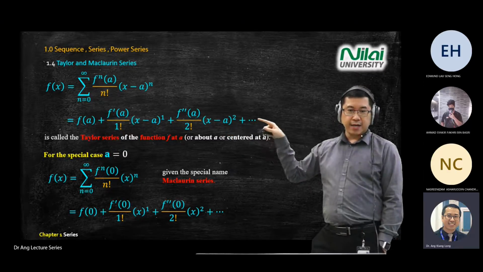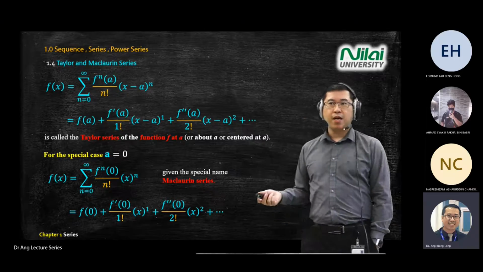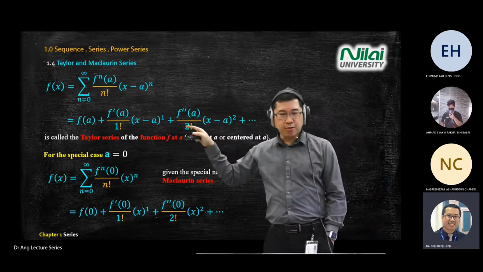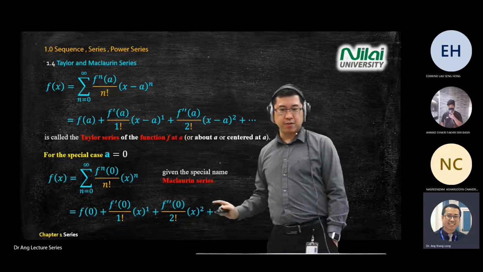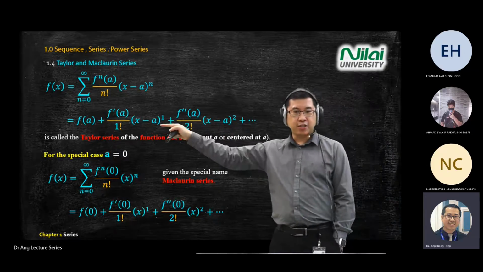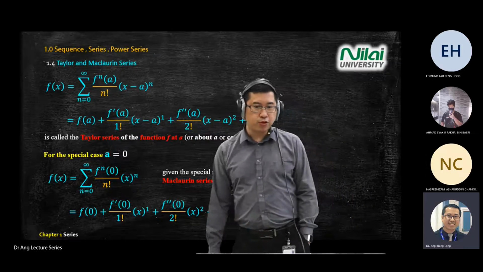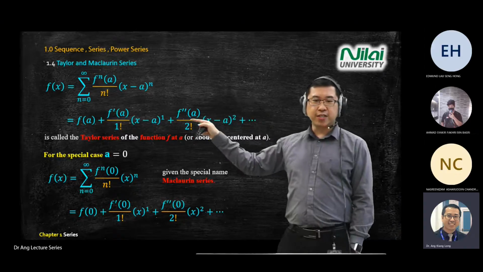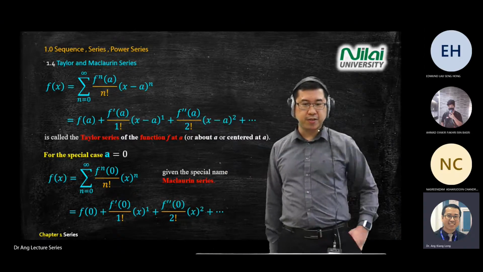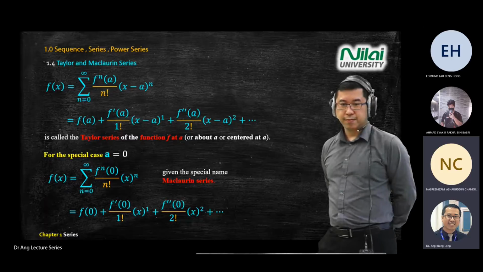Taylor series. And just a quick question. How does Taylor series become Maclaurin series? Are you able to answer that question? How you change Taylor series into Maclaurin? Nizam, you want to try to answer? How you change Taylor series into Maclaurin series? Change a equal to 0.